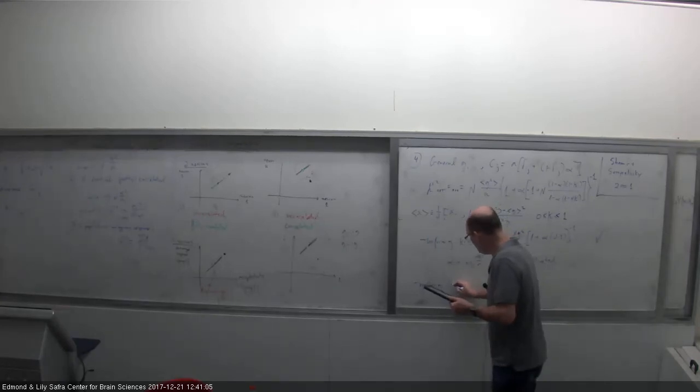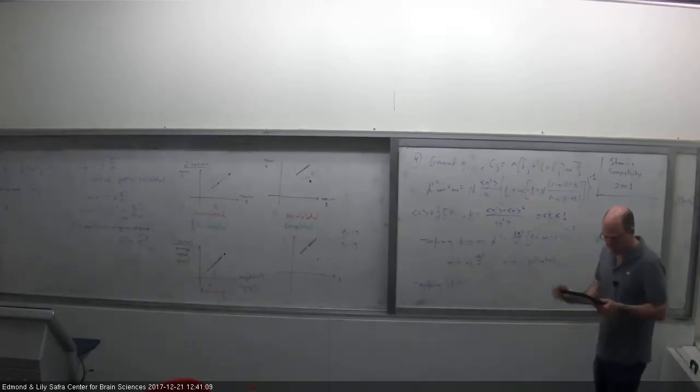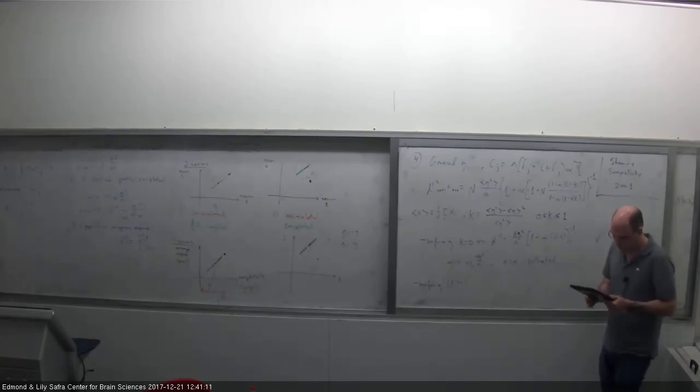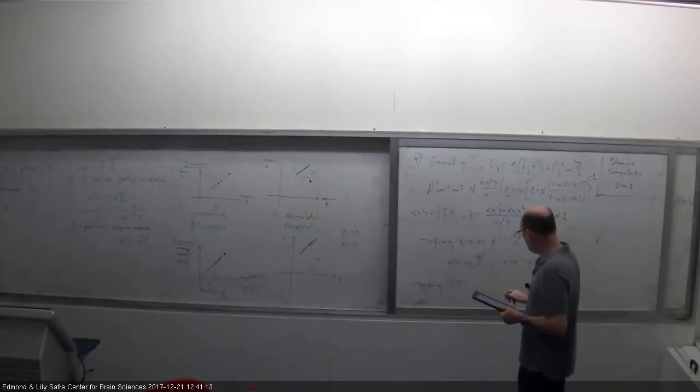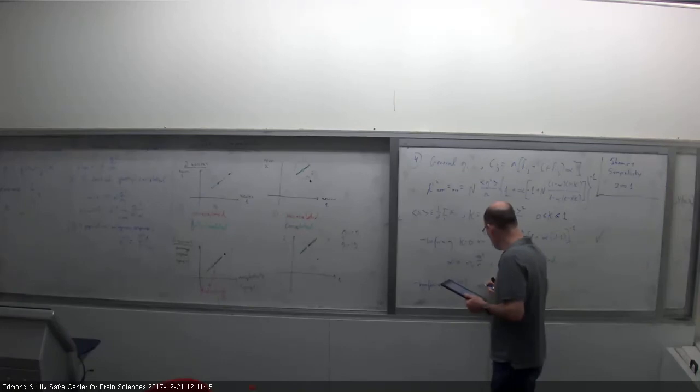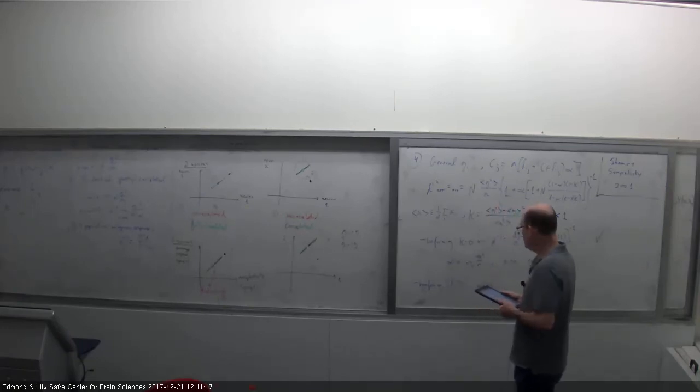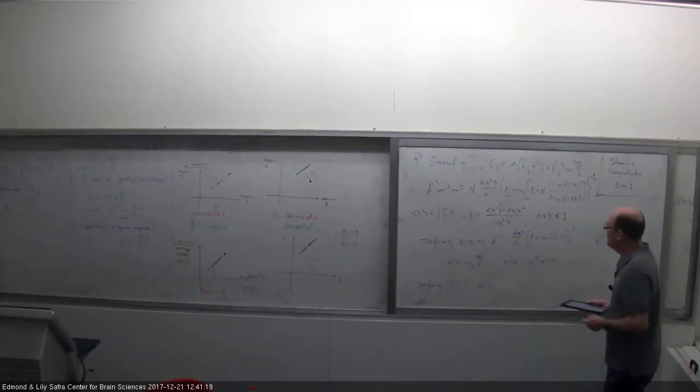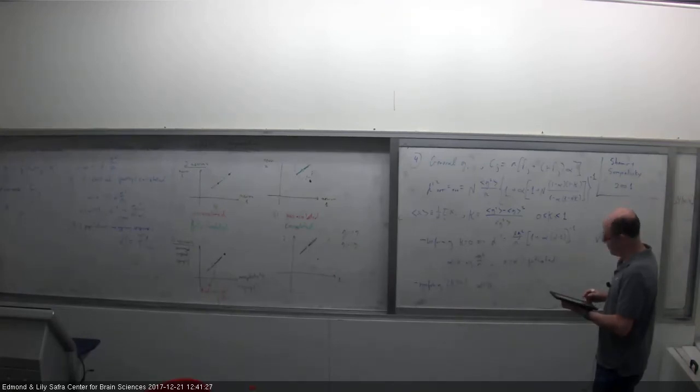So non-uniform G means that kappa is larger than 0. That's all I need. So if alpha is equal to 0, the neurons are uncorrelated.